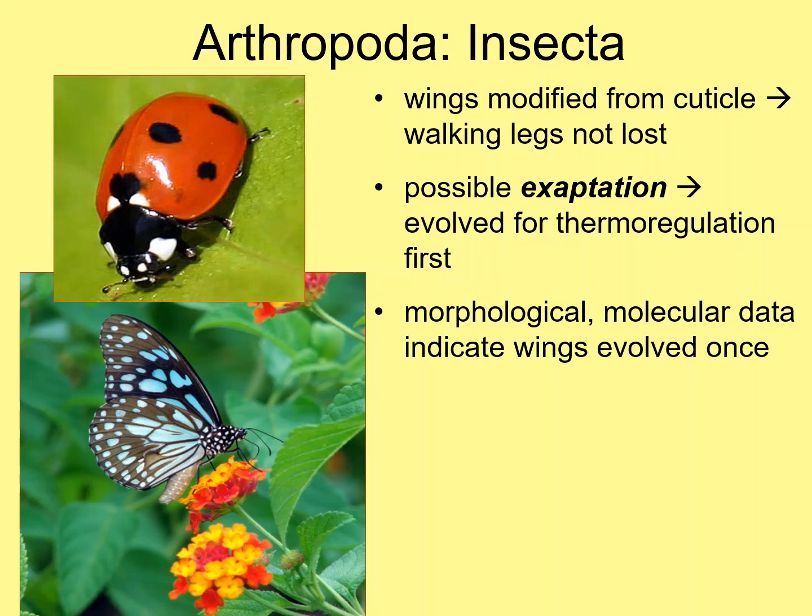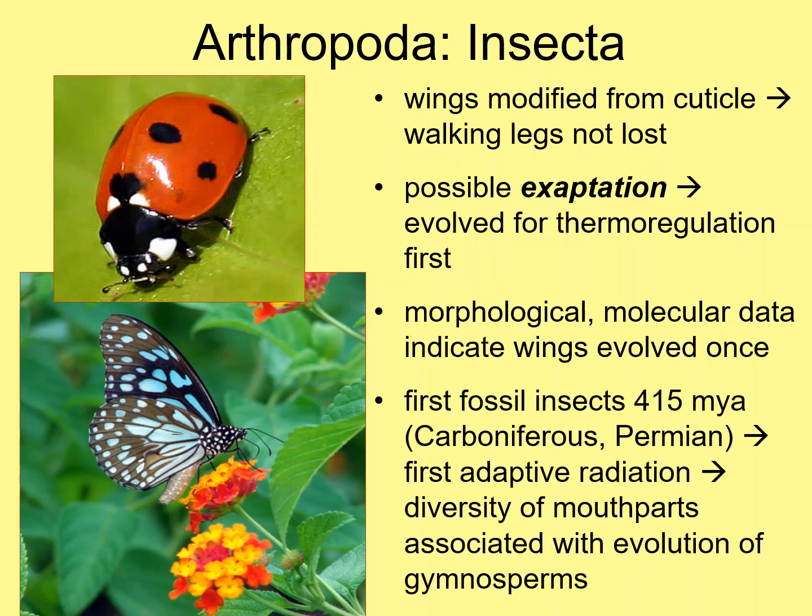So the best evidence we have is that wings evolved once in insects. Now, this is a homologous trait within insects. It evolved once, and everybody gets it from their common ancestor. But it's homoplasious between taxa. Obviously, totally different wing construction in insects versus bats versus birds, for example.